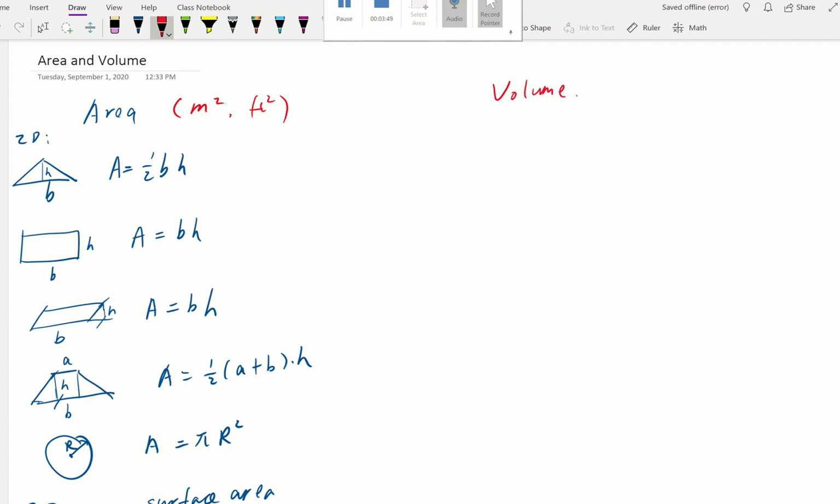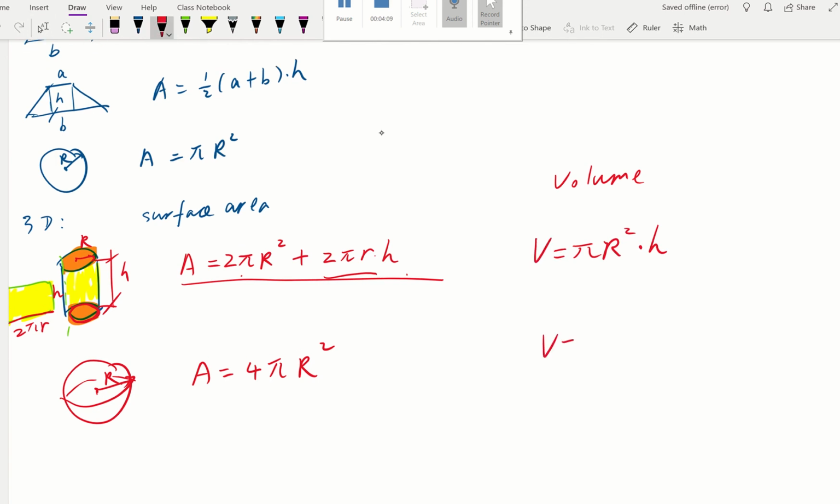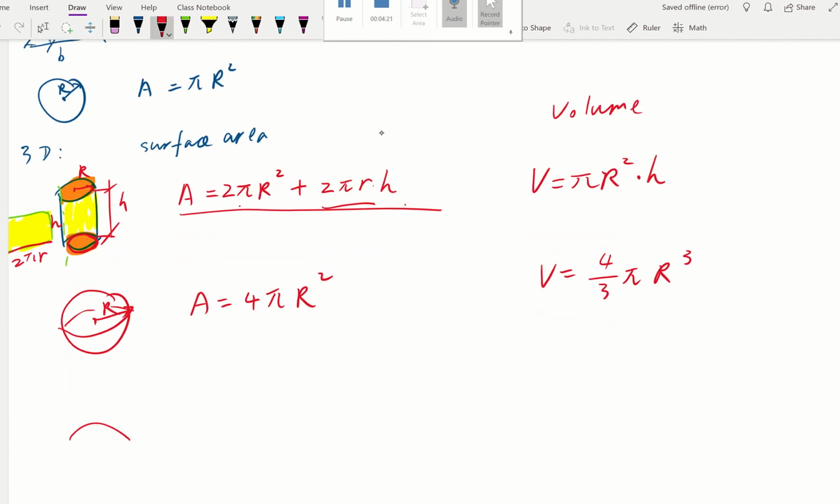Now let's look at common volumes, right? Common volume shapes. So if it's a cylinder, the volume for this cylinder is going to be pi r squared times h. Okay, and if it's a sphere, that volume is going to be equal to 4/3 pi r cubed. All right, so those are the common ones. And another one I can add is this cone shape, right? So if it's a right circular cone, and this is r and the height is h, what's the volume? For that situation, it's going to be 1/3 pi r squared h.